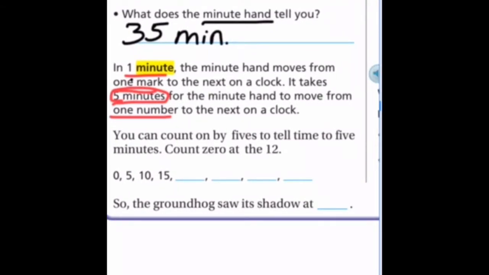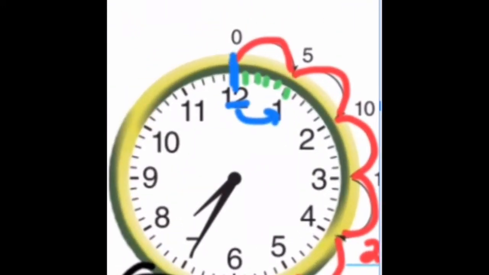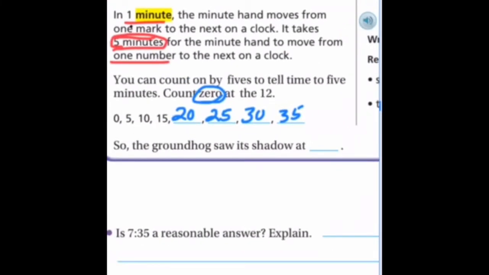Okay. You can count on by fives to tell time to 5 minutes, and we did that on the big clock. So we're going to count 0 at 12, and all that means is you start here at 12, and that's 0, and then you move and count by 5. So we start at 0, 5, 10, 15, and now we're just counting by fives. 20, and then 25, and you should know these by now. 30 and 35. Is that my last one? It is.